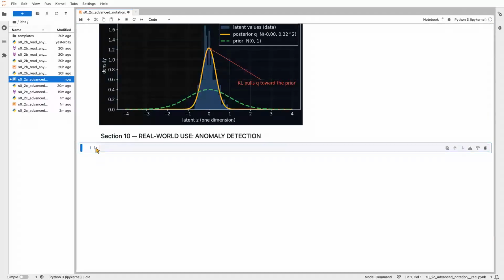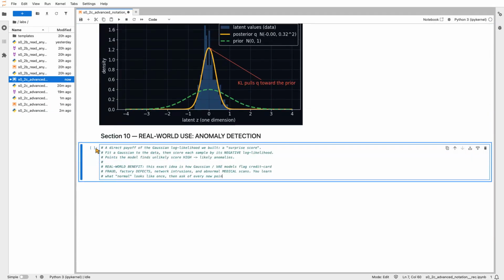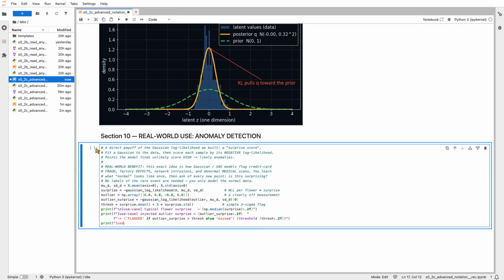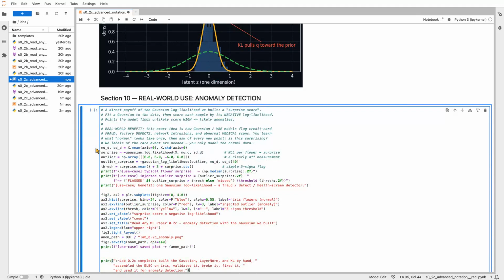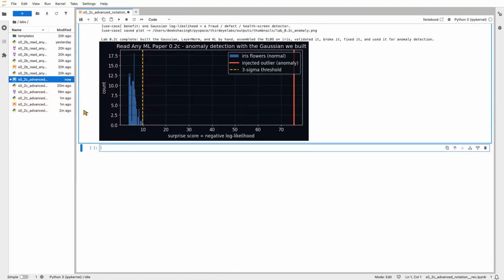Section 10. A real-world use. The Gaussian log-likelihood we just built is a surprise score. We fit a Gaussian to the flowers, then score each one by how unlikely it is. We inject one clearly wrong measurement, and it lights up with the highest surprise, well past the threshold. This is exactly how the same machinery flags credit card fraud, factory defects, and abnormal medical scans. You model what normal looks like once, then ask of every new point, is this surprising?